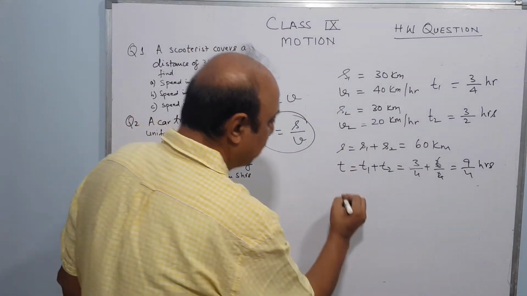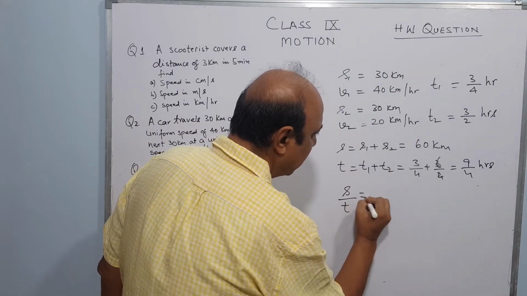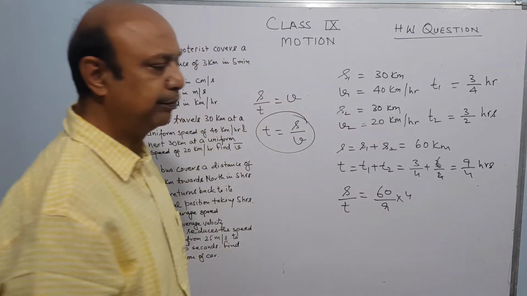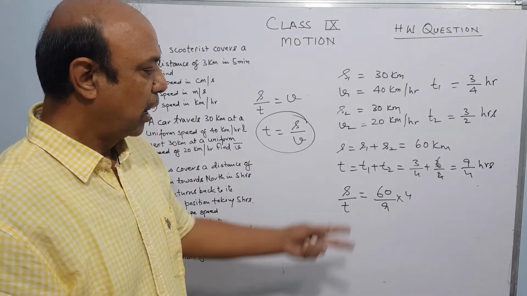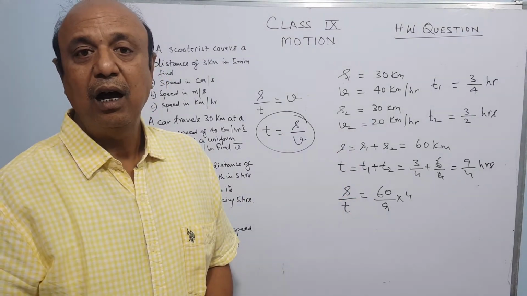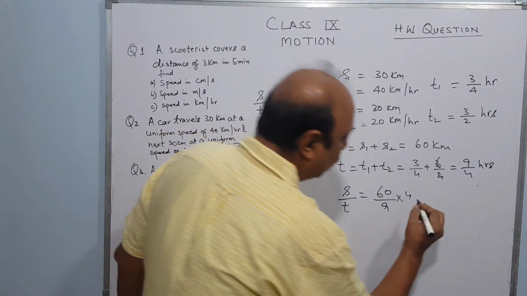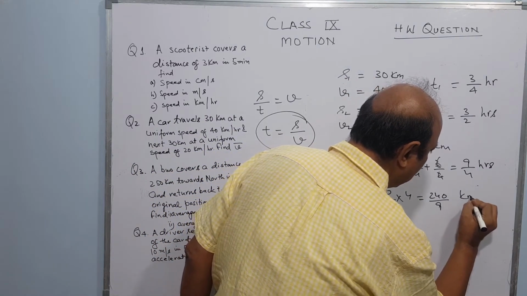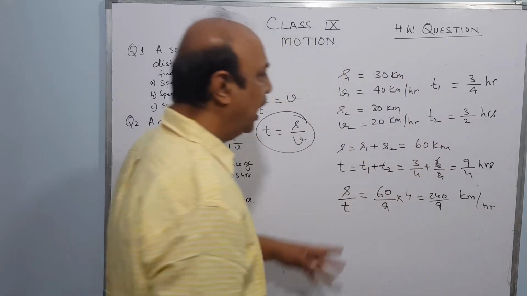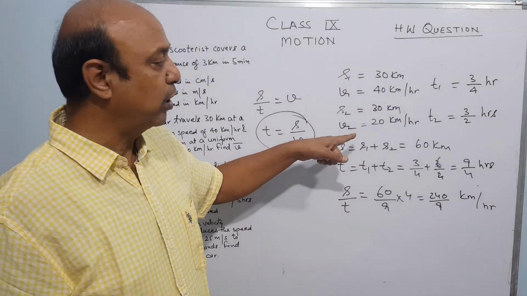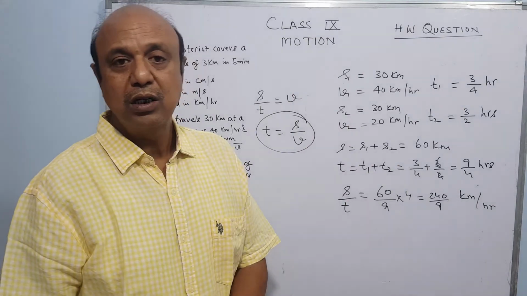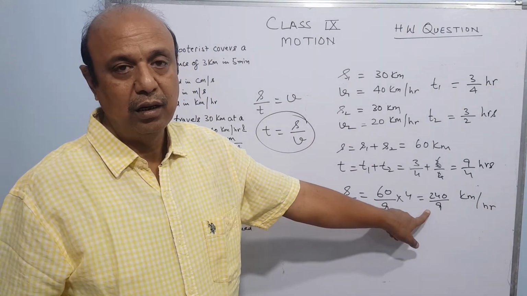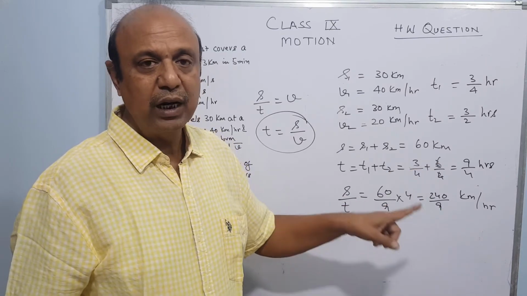Now total distance upon total time is the average speed. Let us write 60 upon 9 into 4. That means 240 divided by 9 kilometers per hour. Had we done a simple calculation of 40 plus 20 by 2, 60 upon 2 is 30. But the answer is not 30. So you have to be very careful.